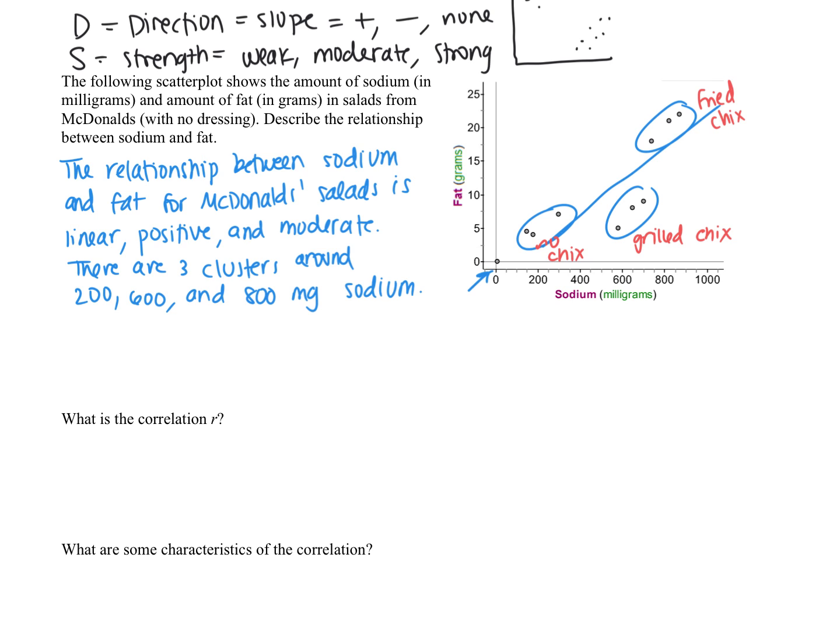Okay, that's describing the relationship. I'm going to be pretty picky about the fact that you say the word relationship and not scatterplot. We're not describing the scatterplot, we're describing the relationship. And again, I'm going to be picky that you use good context. You don't just say sodium and fat. I have to know that this is McDonald's salads. One thing for us to know is that either variable could be X. In this case, I don't think there's a clear explanatory and response variable. So either one could have been X.